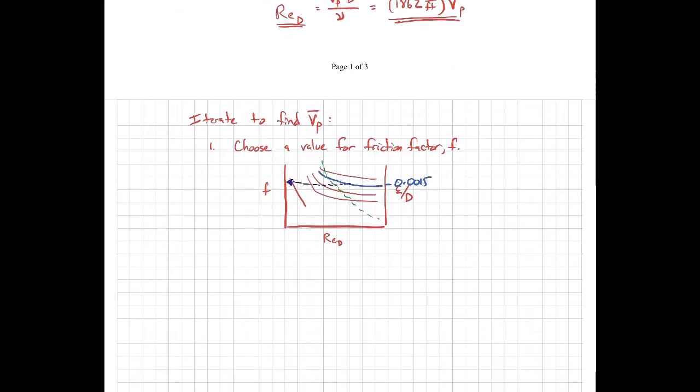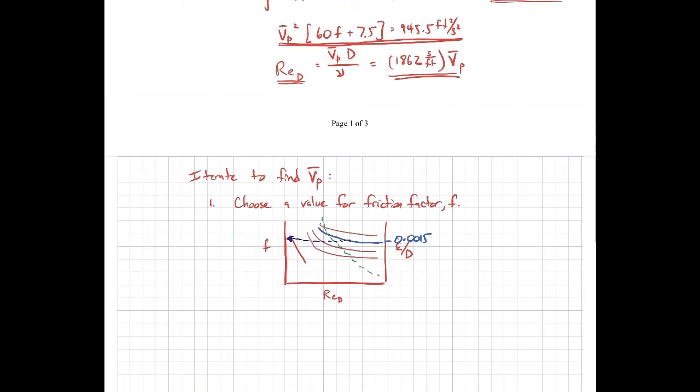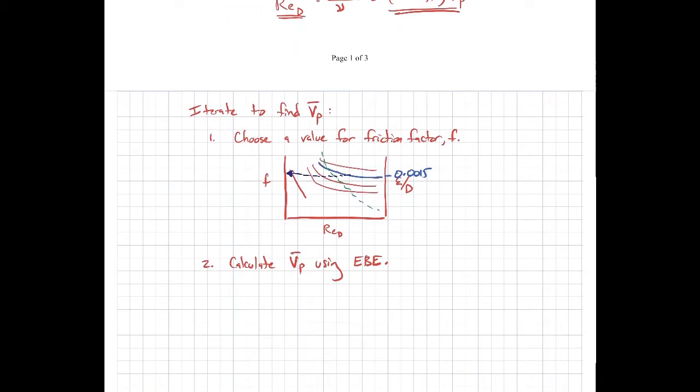And then step 2, once I know that, now I can find the velocity using the extended Bernoulli equation, which is this equation right up here. Okay, so I'm going to use this equation. So now I've guessed my friction factor, I can solve for the velocity in the pipe. All right? And then step 3 will be to calculate the Reynolds number.